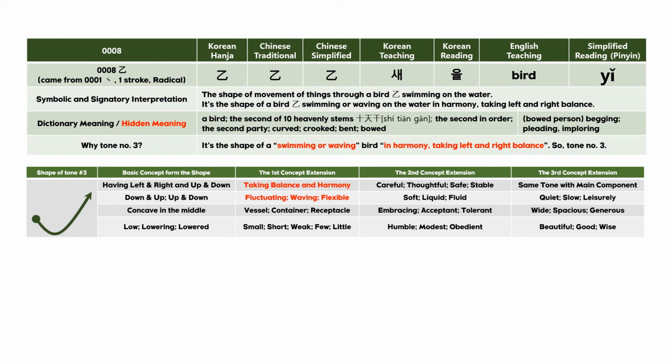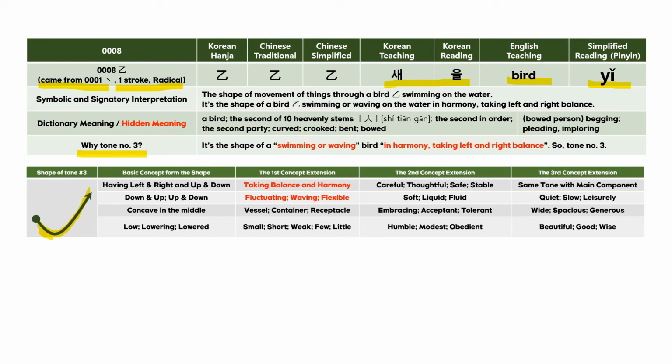Yeah, in Korean language, 새을. 새 means bird. 을 means a Korean pronunciation. Chinese pronunciation is E, tone number 3. Just like this, the shape of the tone number 3, yeah, just like this. E, yeah. It's one stroke radical, came from the first character. The hidden meaning was sky, God.